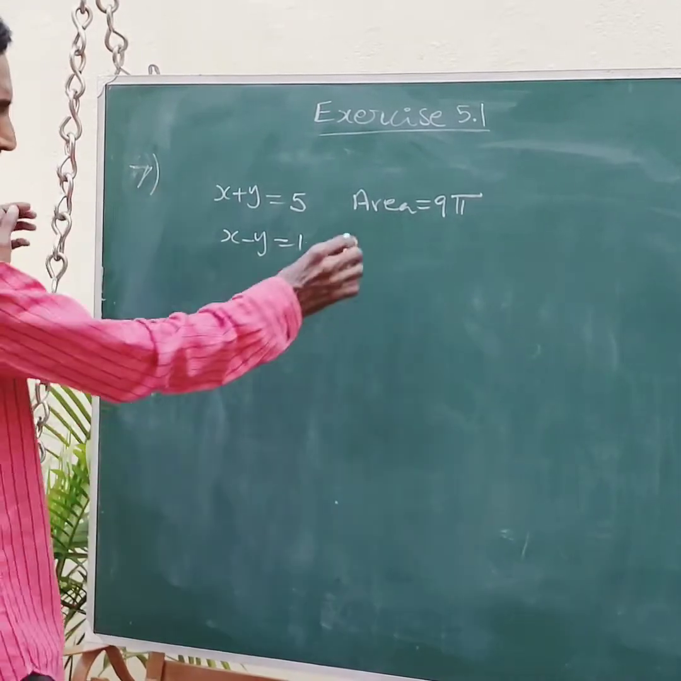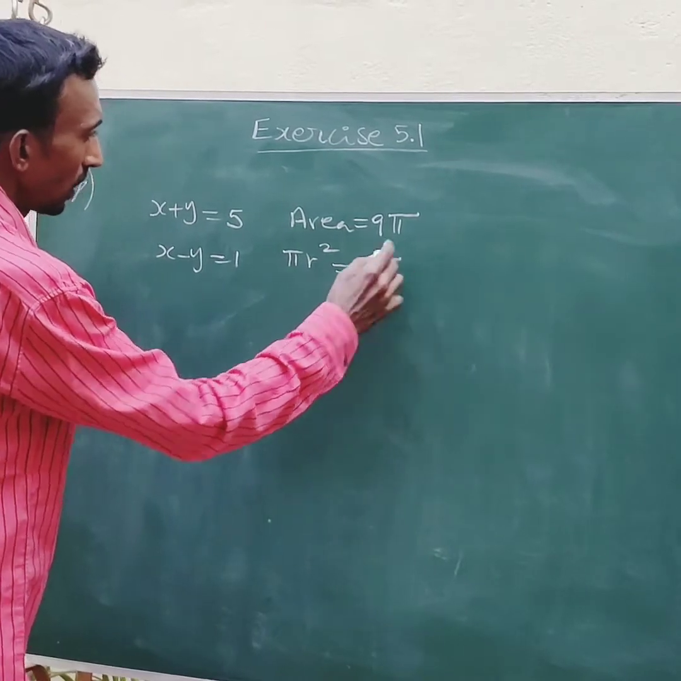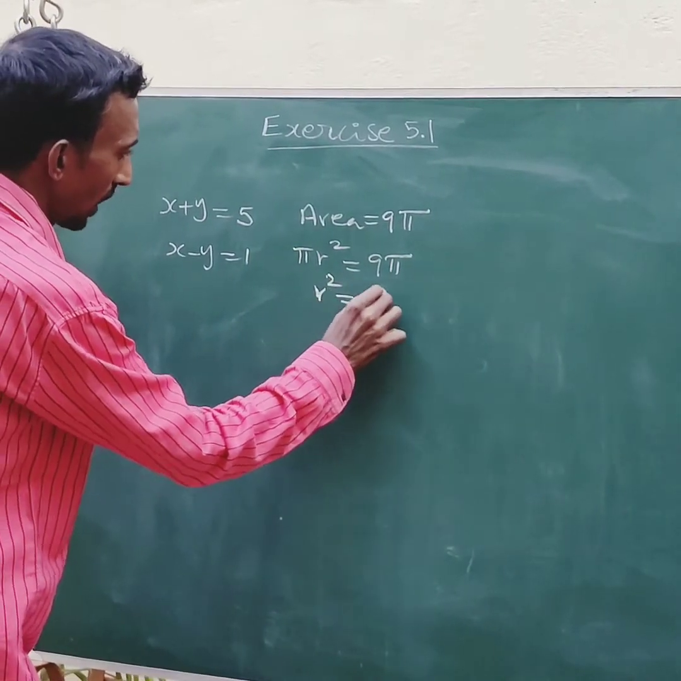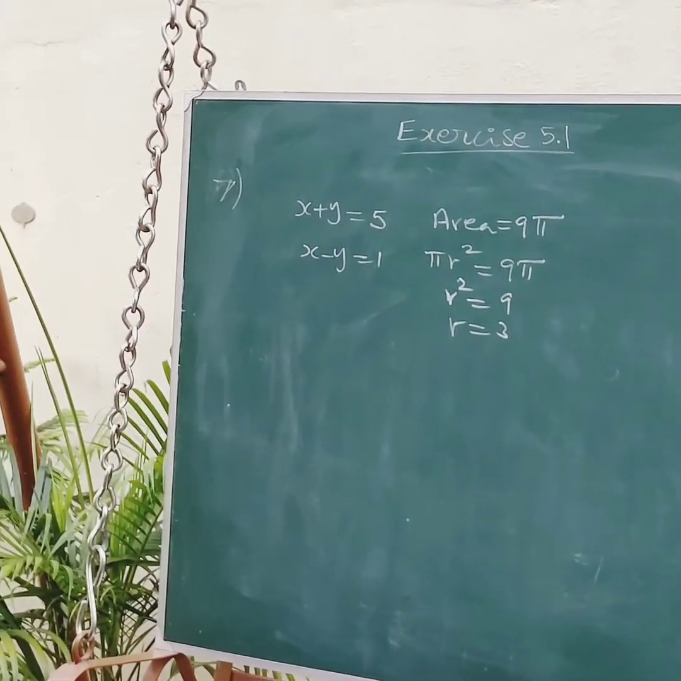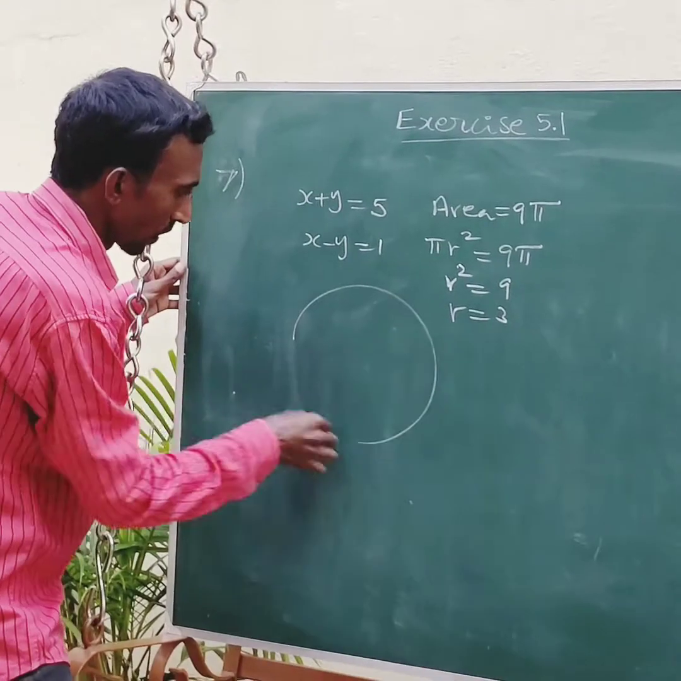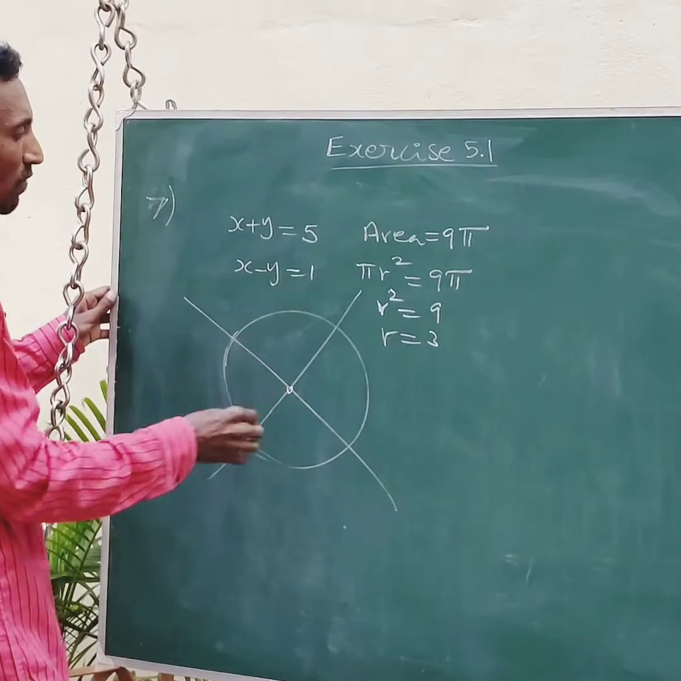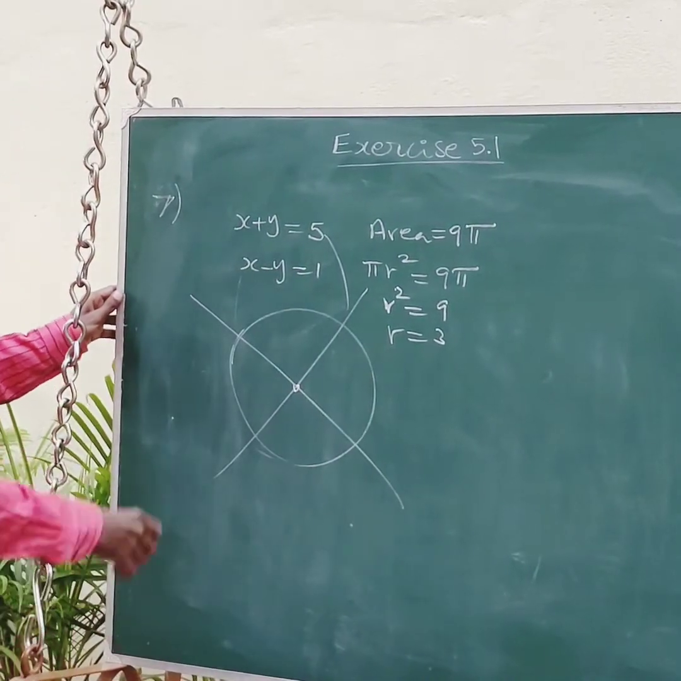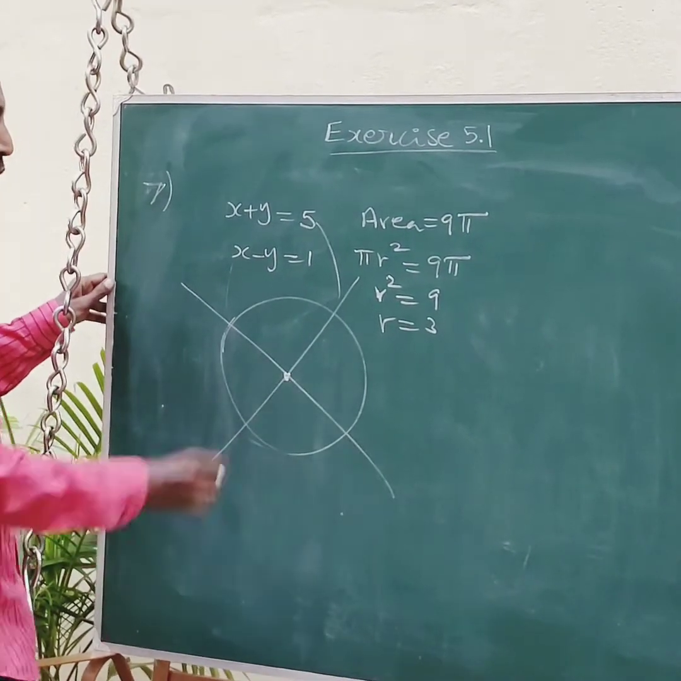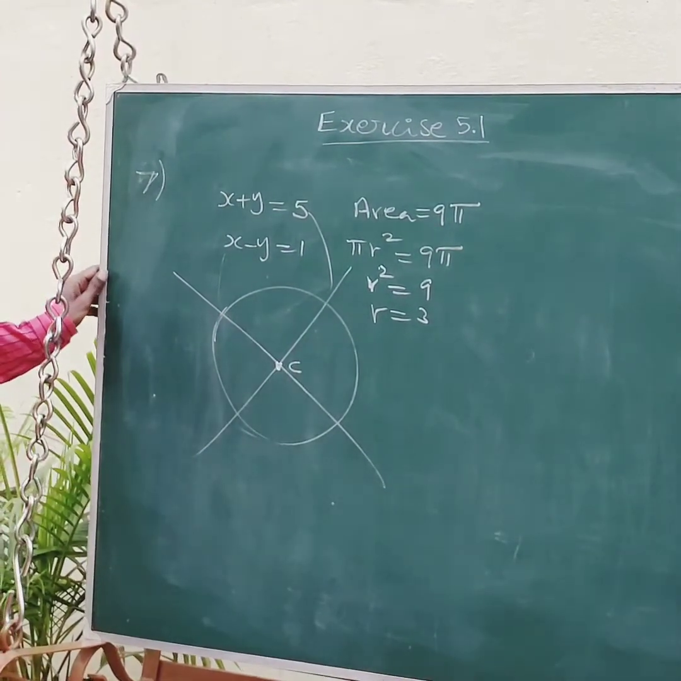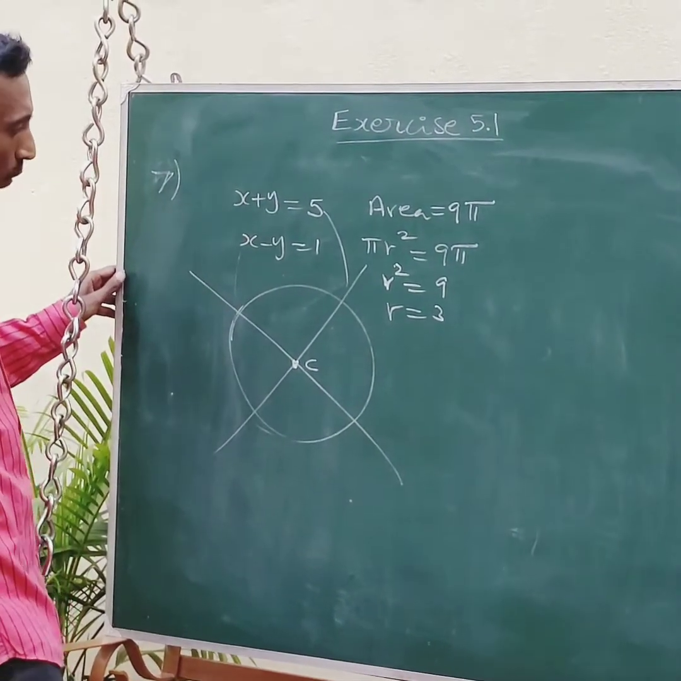First, the area. We know the formula: pi r square equal to 9 pi, r square equal to 9, and considering the positive square root, r equal to 3. The diameters are along these two lines, which means the intersection of the two lines is the center of the circle. So to get the center, solve these two equations.